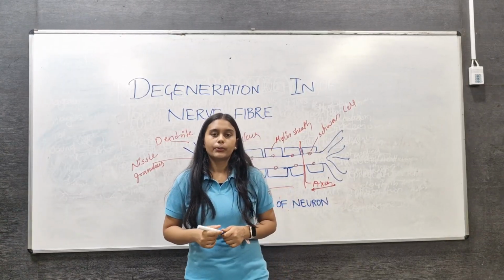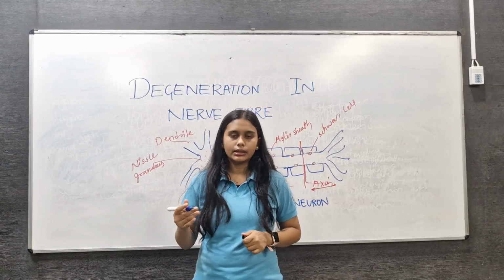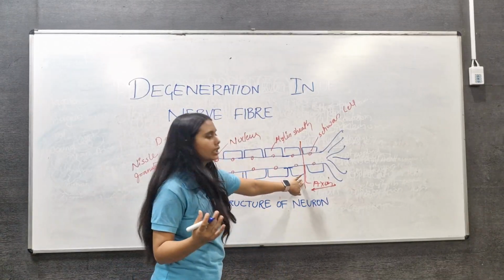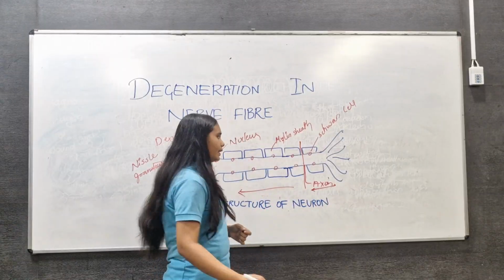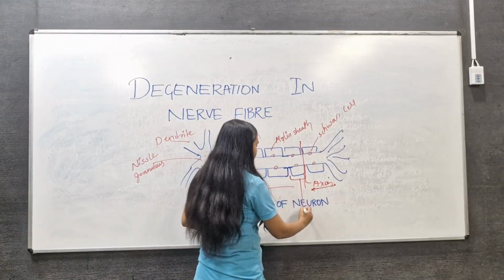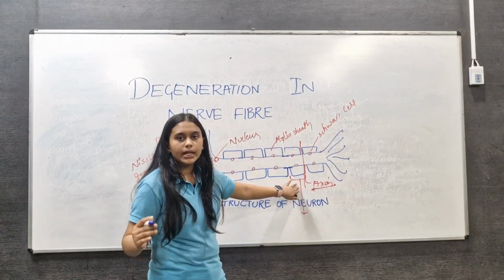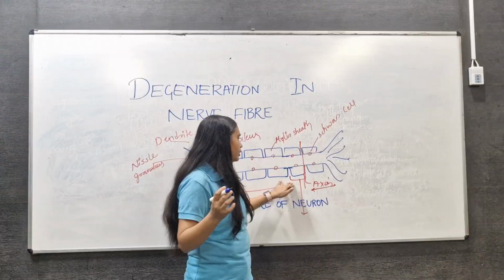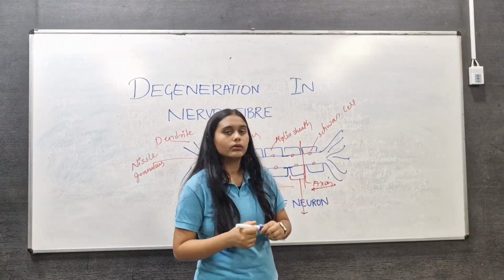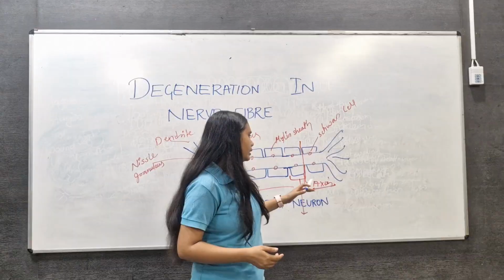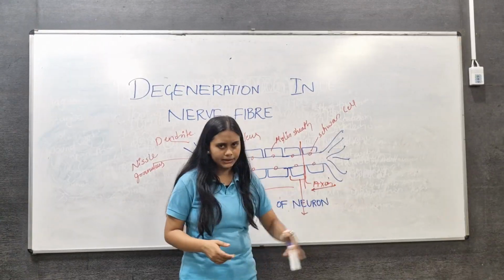So now what are the changes that occur in the axon which is proximal to the cut? Changes can be seen only up to one node of Ranvier from the cut, and all the other changes will be the same as those which occur in the distal end.